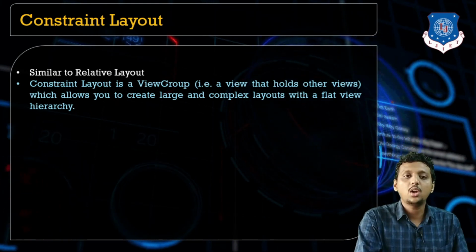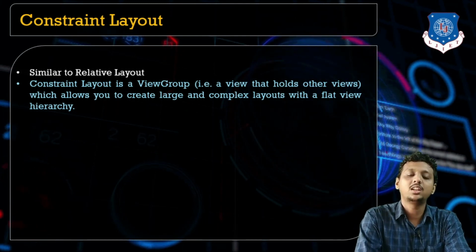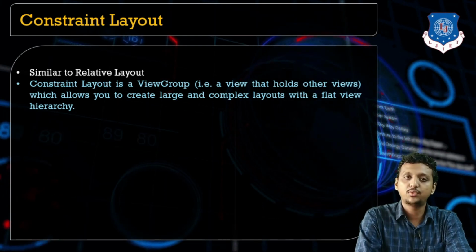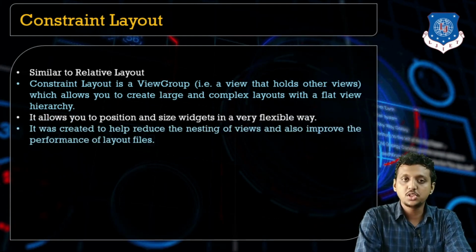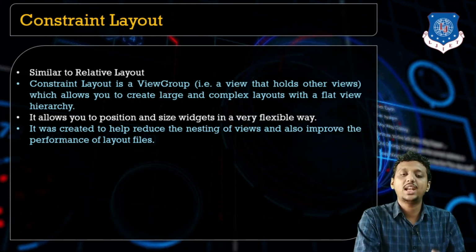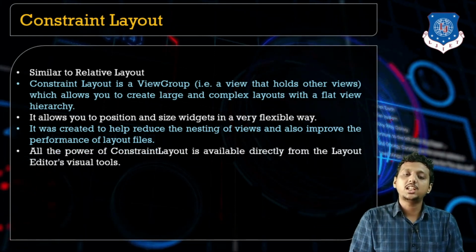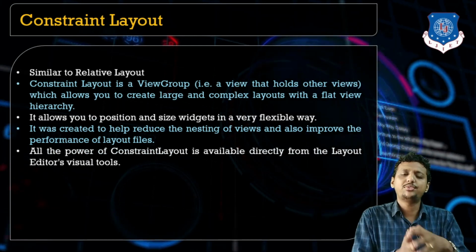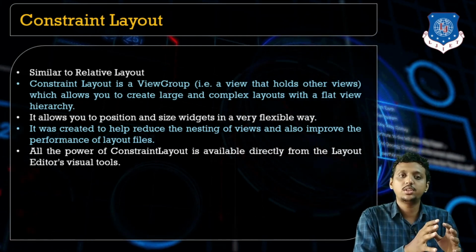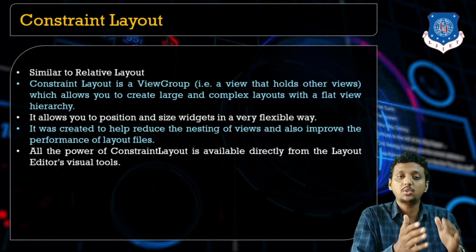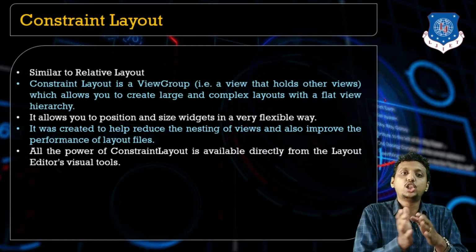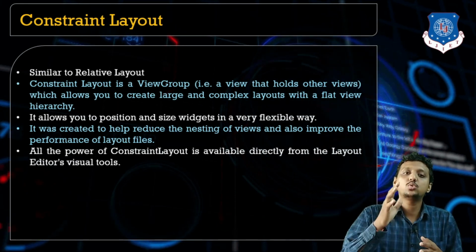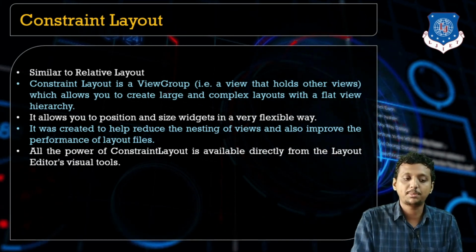Okay, so constraint layout is a view group, obviously same as the linear and relative layout, which allows you to create large and complex layouts with a flat view hierarchy. It allows you to position and size the widgets in a very flexible way. It was created to reduce the nesting of the views. Sometimes you might have to define a relative layout, and inside that a linear layout, then again a relative layout, then again a linear layout. So to reduce the nesting of the views, we are just going to use the constraint layout to improve the performance.